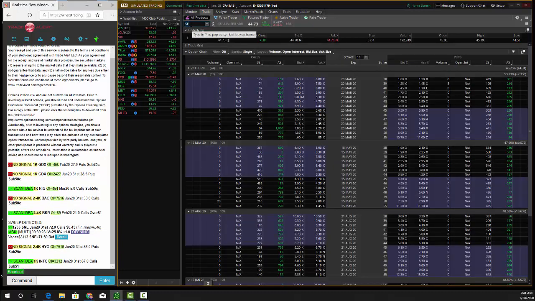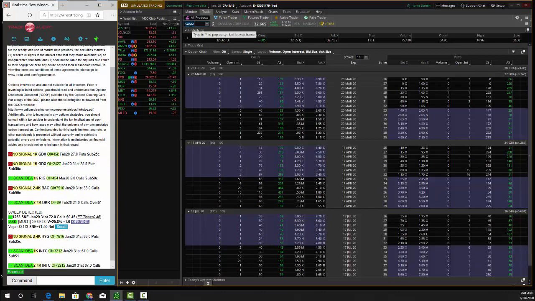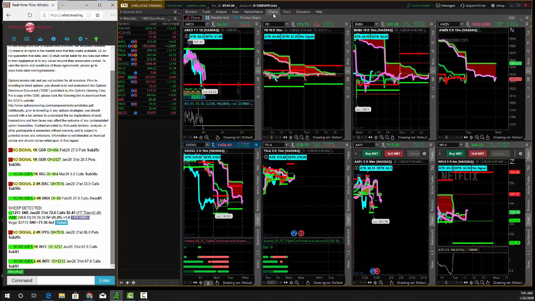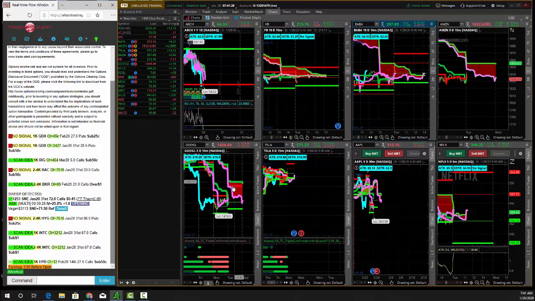So 10-minute bar close, there's no signals. 15-minute bar, there's going to be no signals. Okay, so no signals on the 10, no signals on the 15. See some EPD calls being bought. EPD, they have earnings coming up, guys, in EPD.